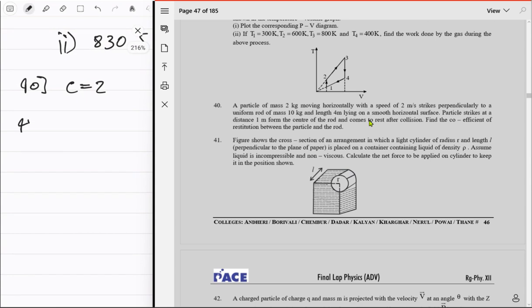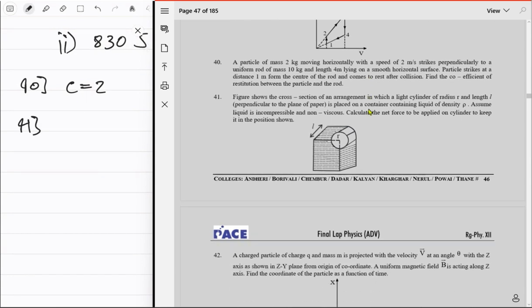41. Figure shows the cross section of an arrangement in which a light cylinder of radius r, length L, perpendicular to the plane of paper, is placed on a container containing liquid of density rho. Assume the liquid is incompressible, non-viscous. Calculate the net force we apply to the cylinder to keep it in position. Radius r, length L, okay, perpendicular to the plane of paper, placed on a container containing liquid of density rho.